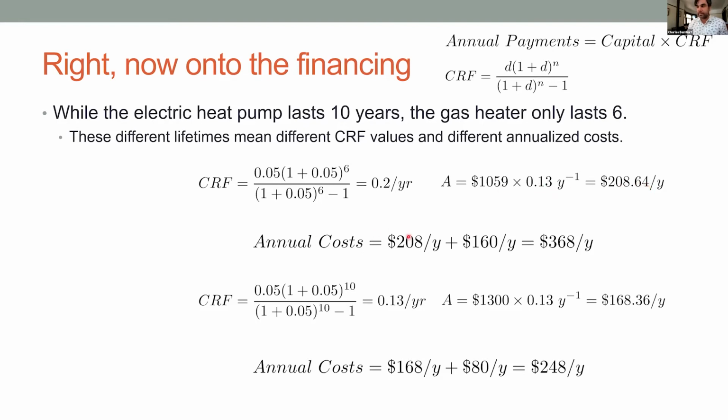The total costs are going to be those annual costs plus the operational costs. 208 plus 160 equals $368 per year. So that's for the gas.